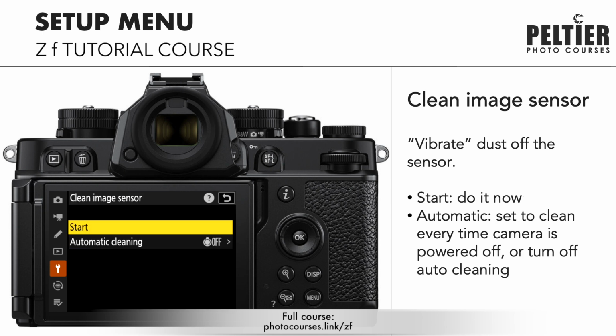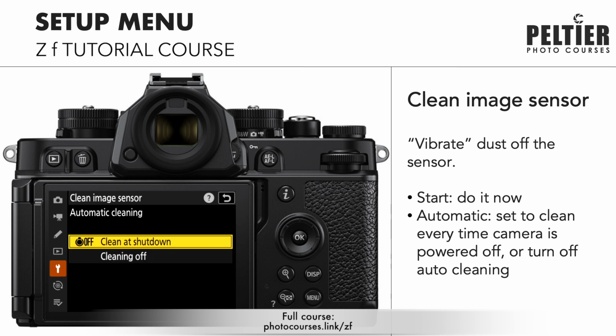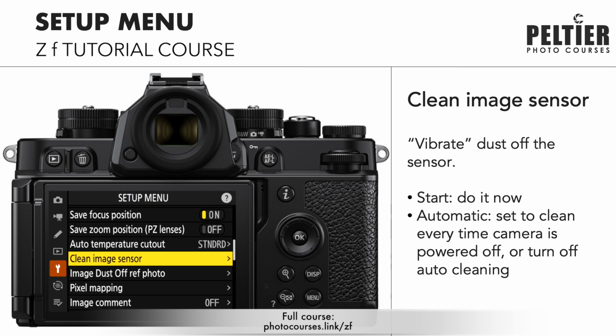Clean image sensor is where you can control the ultrasonic vibration that will hopefully shake off any fibers or dust that are attached to the sensor. If you select start, it's going to clean that sensor right now. If you have it set to automatic cleaning and set clean at shutdown, that automatic vibration feature is going to activate every time you turn the power off. Or you can just turn automatic cleaning off if you don't want to do that.